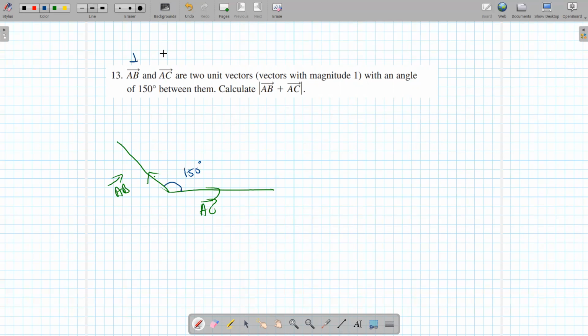AB is 1, AC is 1. Therefore, AB plus AC must be 2. True or false? False. False, big time false. A big zero kind of false. So how do we do this then? Is it in the right orientation, the two vectors, for them to be added up?